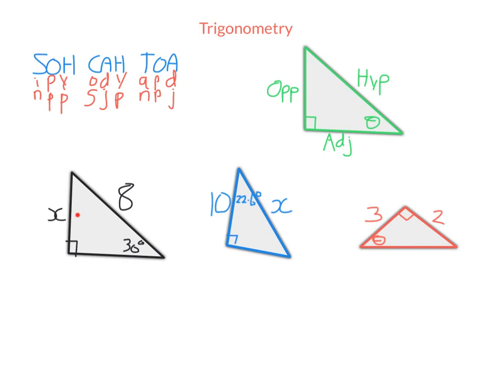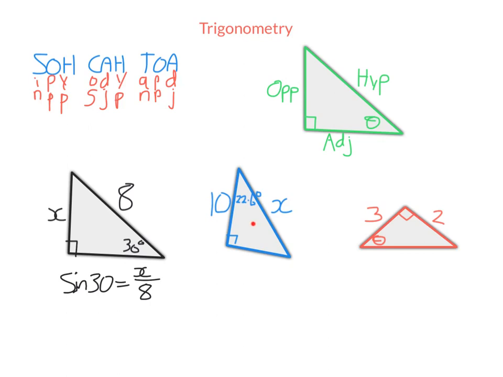So in this triangle here, for this 30-degree angle, I have the opposite side and the hypotenuse. Opposite and hypotenuse means I use sine. So I set up my equation like this: sine of angle equals opposite over hypotenuse.